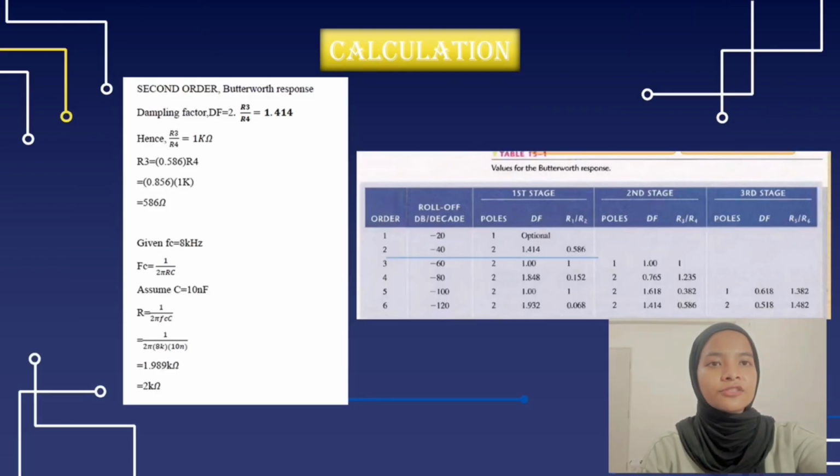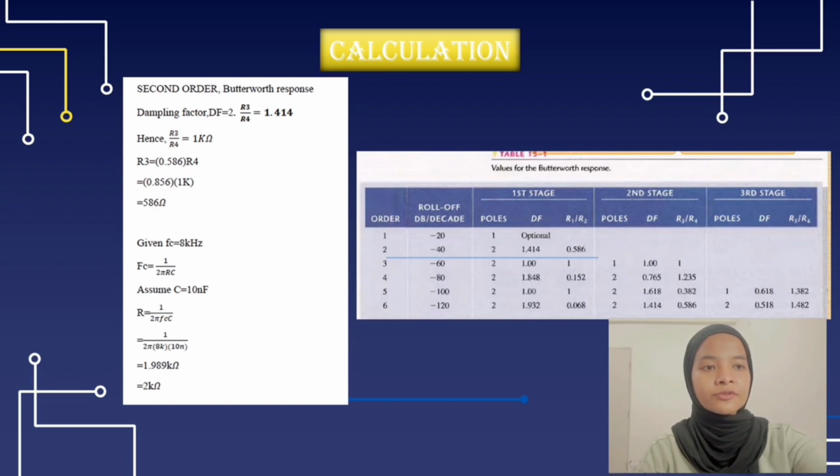Next, for the calculation of the active low-pass filter, we are going to use the second order Butterworth response, as you can refer to the table that I prepared. For the damping factor, DF equals 2, while R3 over R4 equals 1.414, hence R4 equals 1 kilo ohm. Next, R3 equals 0.586 times R4. We substitute the value of R4 with 1k, and then we get 586 ohm.